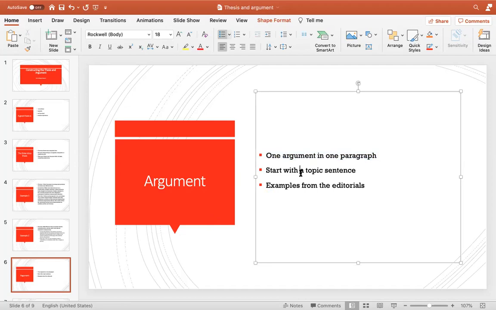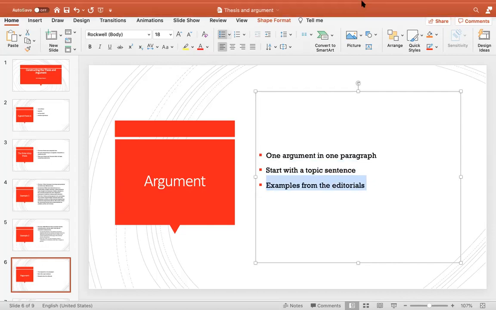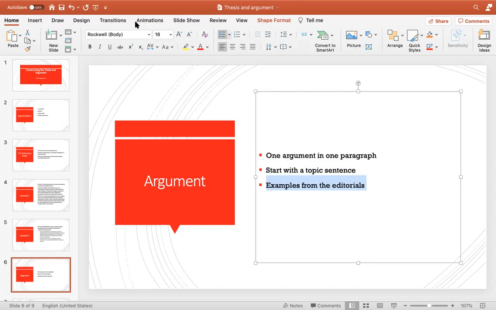Second thing, start each paragraph with a topic sentence. We have discussed once earlier what a topic sentence is. Once again, a topic sentence is the main sentence in each paragraph. So what the paragraph is going to be about, you have to write that in the topic sentence, and then in the rest of the paragraph, you just explain what you wrote in the topic sentence. While explaining that, you should give examples from the editorials. I'll pause here for a minute, students, and then get back to you.